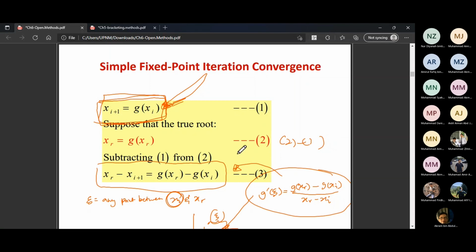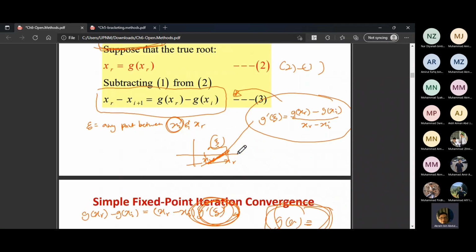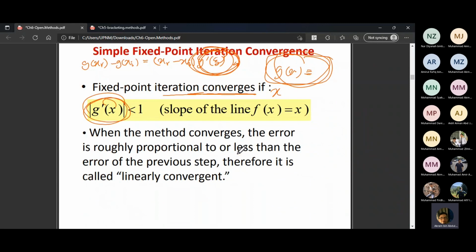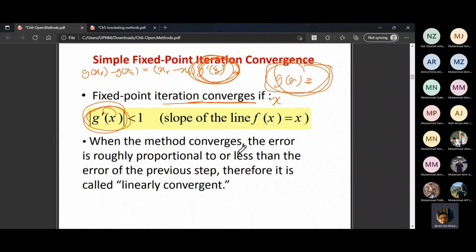But one more thing that you need to know: in order for the fixed point iteration to converge, you need to check that the first derivative of g(x) must always be less than 1. If this condition is fulfilled, then we know that our fixed point iteration is going to converge.